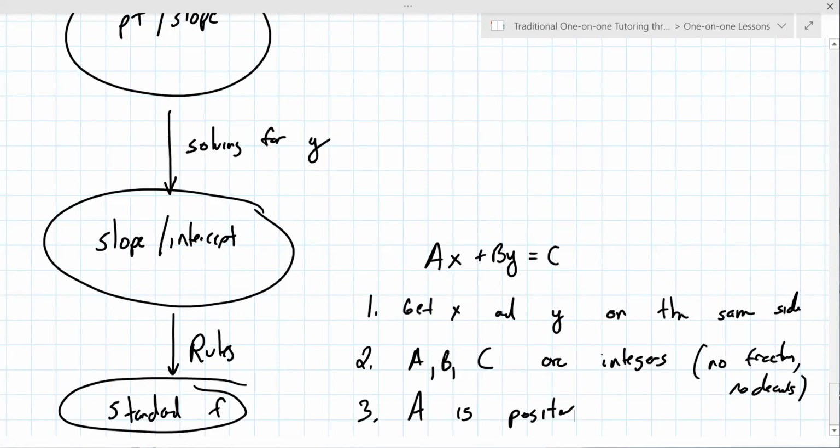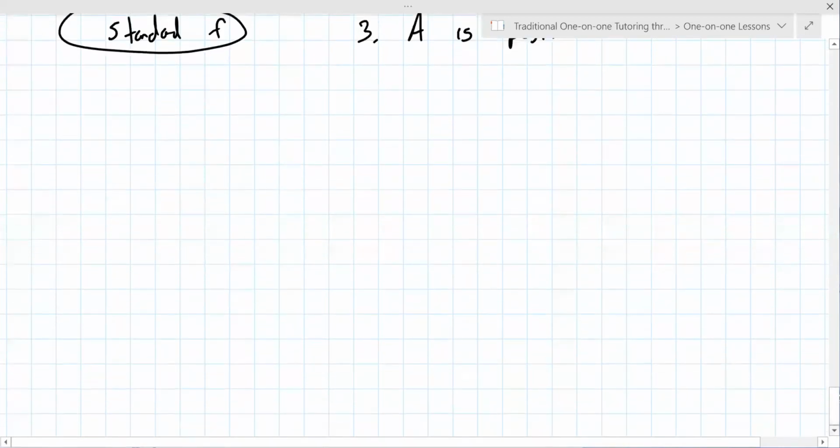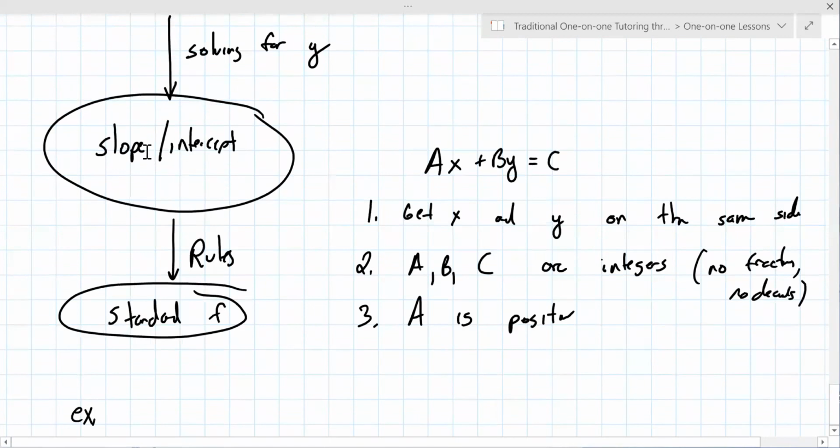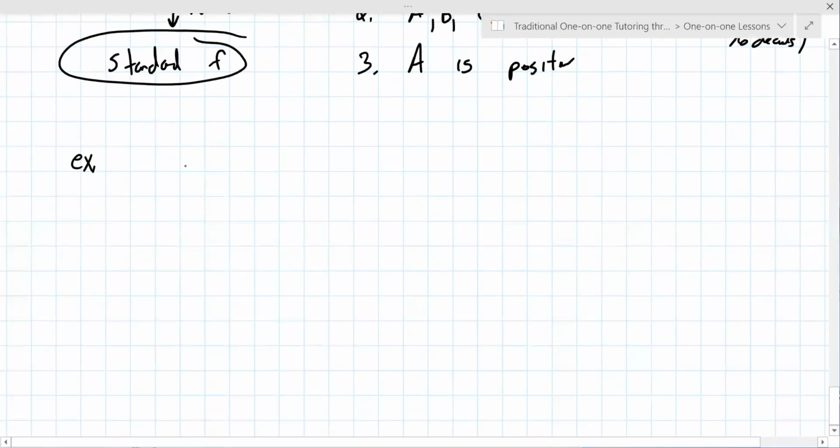All right, I'm going to write those down. ax plus by equals c. So we're going to do some examples now, and I'll go through each of these rules one at a time. I'm going to give you all of our examples in slope-intercept form, and then we're going to go through these rules to get it into standard form. Okay, so y equals minus 3x plus 4.